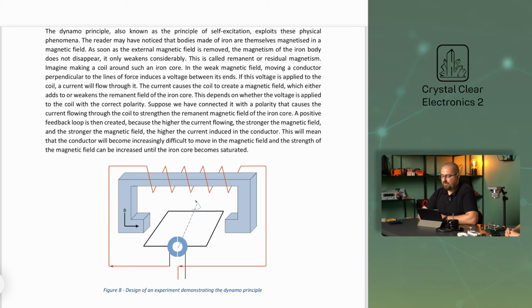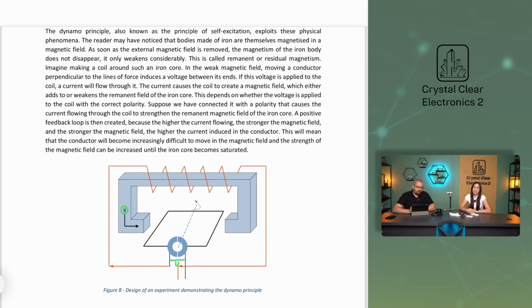The dynamo principle, also known as the principle of self-excitation, exploits these physical phenomena. You may have noticed that bodies made of iron are themselves magnetized in a magnetic field. As soon as the external magnetic field is removed, the magnetism of the iron body does not disappear, it only weakens considerably. This is called remanent or residual magnetism. Imagine making a coil around such an iron core. In the weak magnetic field, moving a conductor perpendicular to the field lines induces a voltage between its ends. If this voltage is applied to the coil, a current will flow through it.